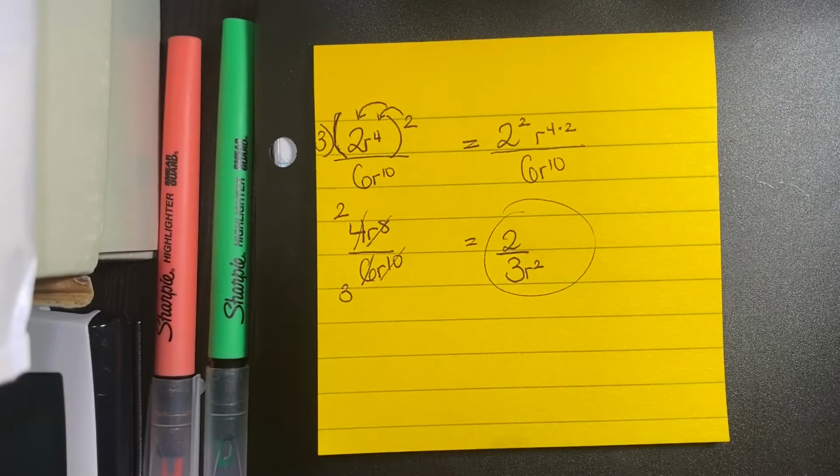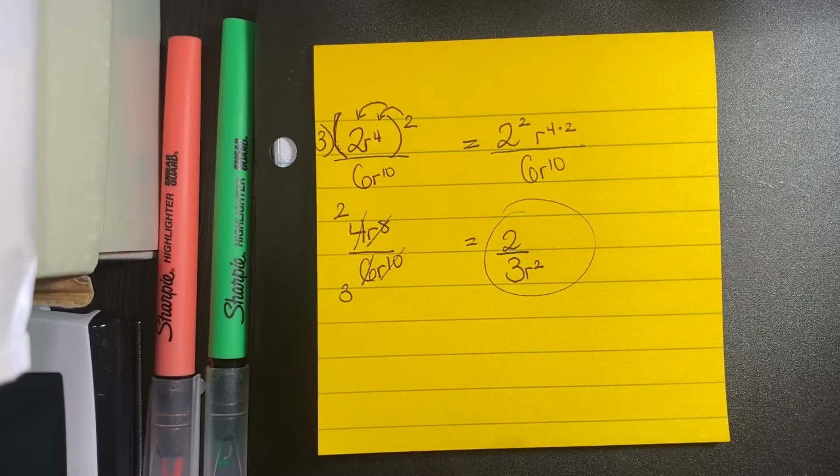Okay, so number 3 is basically just like number 2, so I figured I would just talk you guys through it. So you have 2r to the 4th power being raised to the second power divided by 6r to the 10th. Mind you, the second power applies to everything inside the parentheses, so you distribute your second power into the parentheses, and now you end up with 2 squared r to the 4th times 2 divided by 6r to the 10th. 2 squared is 4, r to the 4th by 2, you multiply, it gives you r to the 8th divided by 6r to the 10th.